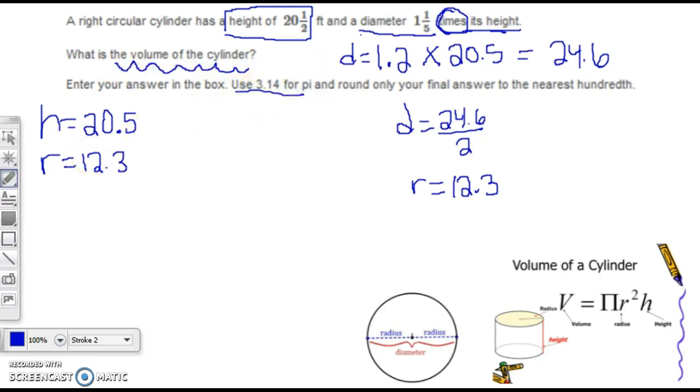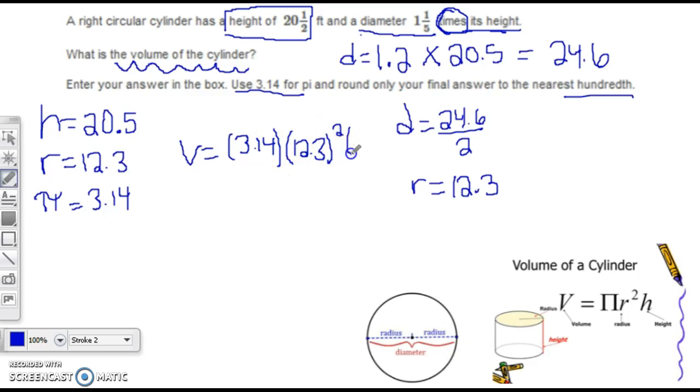It does say use 3.14 for pi, and round your final answer to the nearest hundredth. So let's plug it all in. For pi, I'm going to plug in 3.14. For the radius, I'm going to plug in 12.3. And for the height, I'm going to plug in 20.5. And from here, it's just a calculator problem, so multiply it out in your calculator. Okay, so when I multiply all that out, I get 9,738 point blah, blah, blah.